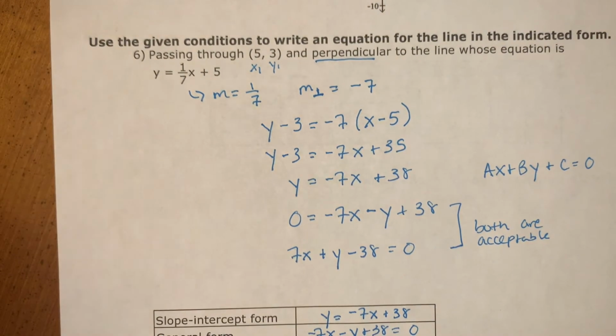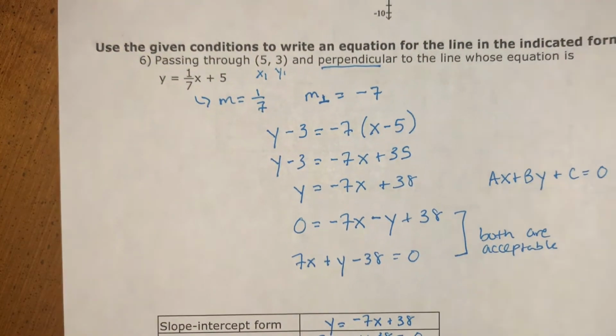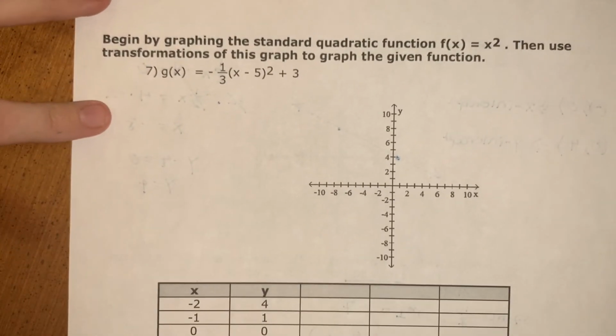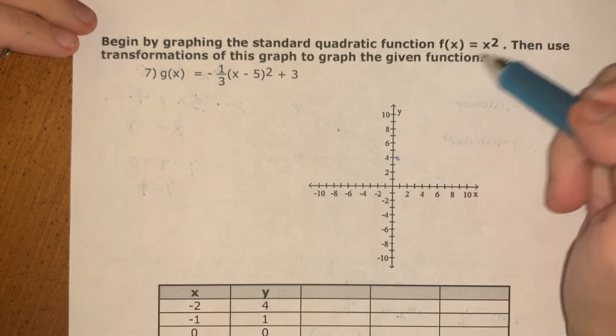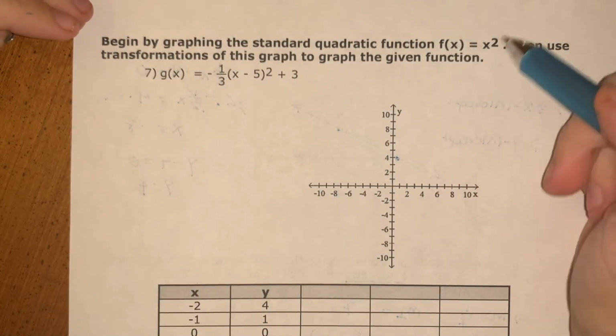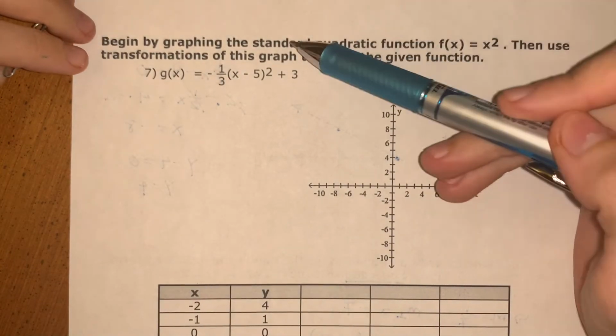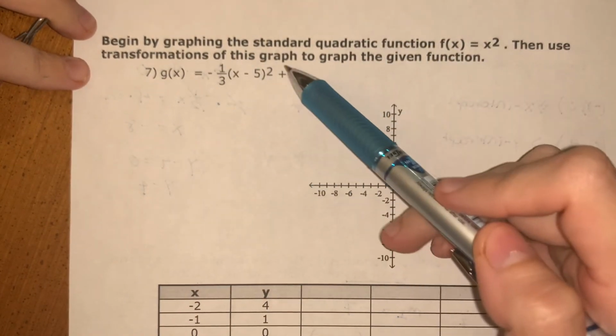All right, so that's number 6. Let's go to page 4 and tackle number 7. So here's number 7. This number 7 is this transformation problem. So it says start with the parent function, right? Our parent function is x squared. And then use the transformations to graph this guy.